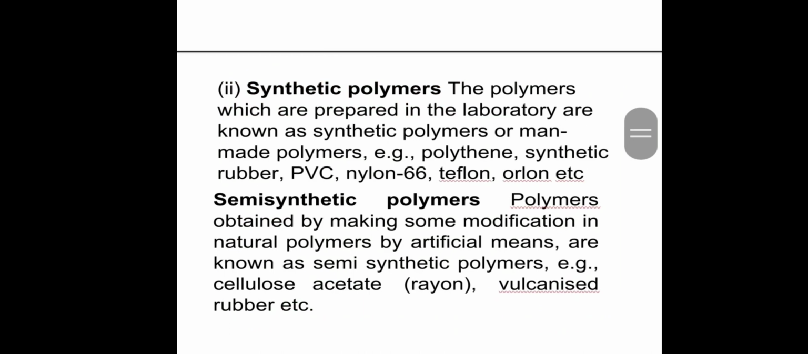There is also another type called semi-synthetic polymers. Synthetic polymers, which are prepared in the laboratory, are known as synthetic polymers or man-made polymers. Examples are already discussed. Semi-synthetic polymers are obtained by making some modification to natural polymers by artificial means. For example, cellulose acetate, known as rayon, and vulcanized rubber. Next, classification of polymers based on structure.